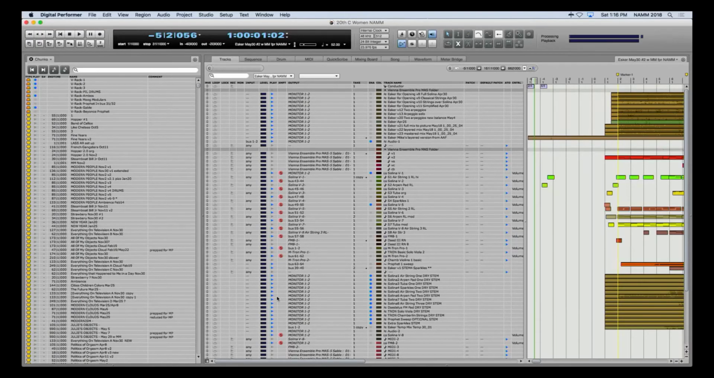20th Century Women is a movie by Mike Mills, starring Annette Bening. And it's set in 1979. The director and I are very good friends and very good collaborators, and we spend a lot of time thinking about what the sound of the score would be.